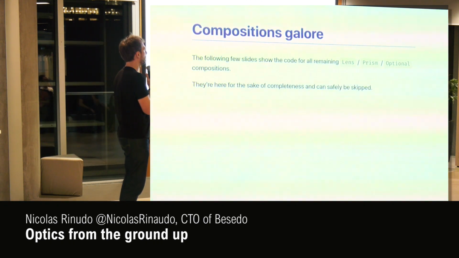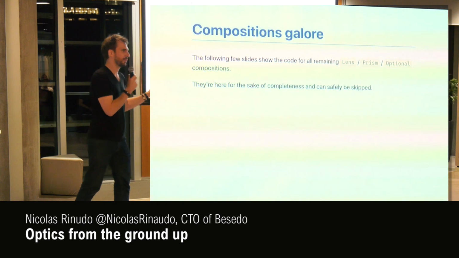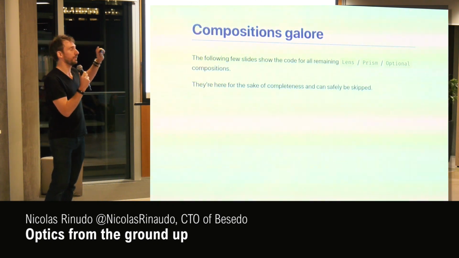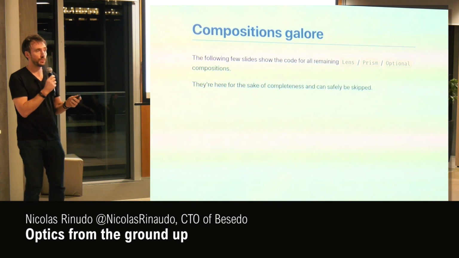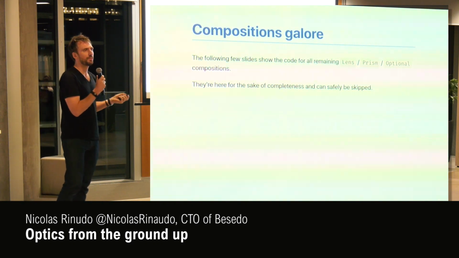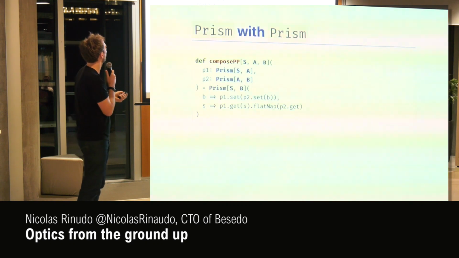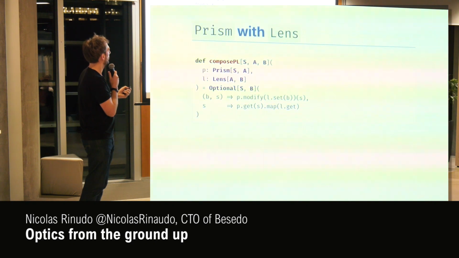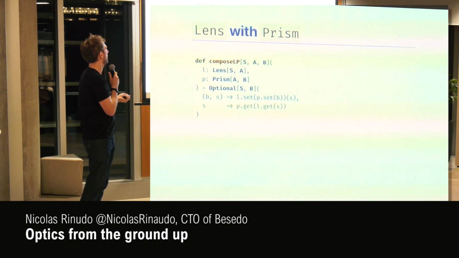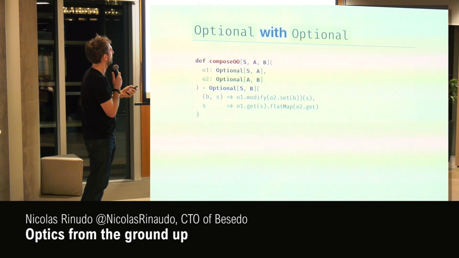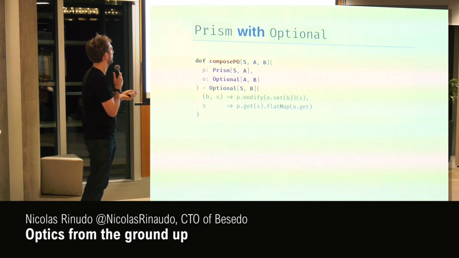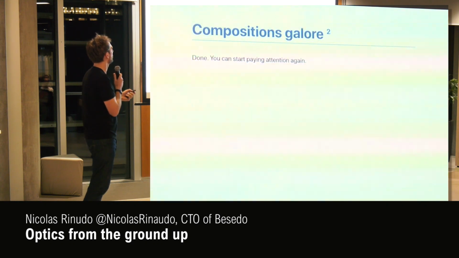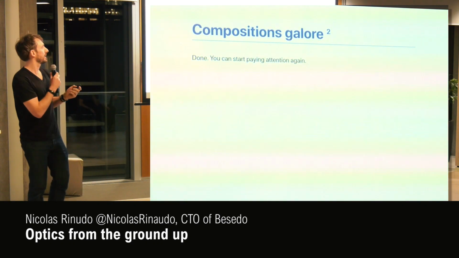So that accounts for a fair amount of these slides, in case you were scared by the amount of slides. I wrote them down, every single one of them, so that you can go through them later if you want to. But we are not going to spend much time on them. I'm just going to quickly go through: prism with a prism, that composes a prism. Prism with a lens, that composes an optional. Lens with a prism, optional. Optional with optional, optional. Optional with prism, optional. Prism with optional, optional. Optional with lens, optional. Lens with optional, optional. And done. You can stop paying attention again.